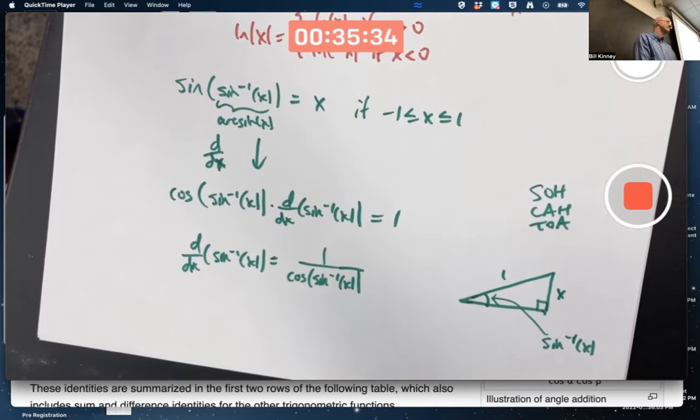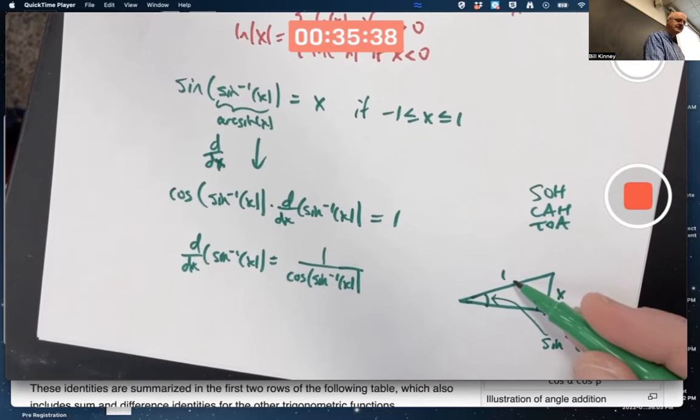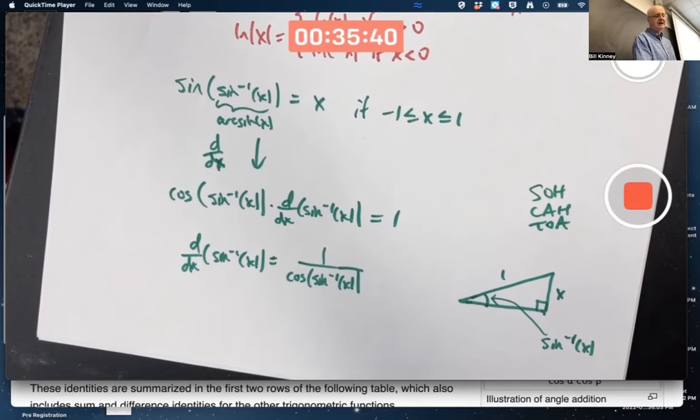That's what it means. That's not unique. I could also take this side to be 2x and the hypotenuse to be 2. I could take this side to be 3x and the hypotenuse to be 3. I just want the ratio to be x. X over 1 is x. 3x over 3 is x. Might as well pick the simplest thing that I can think of.